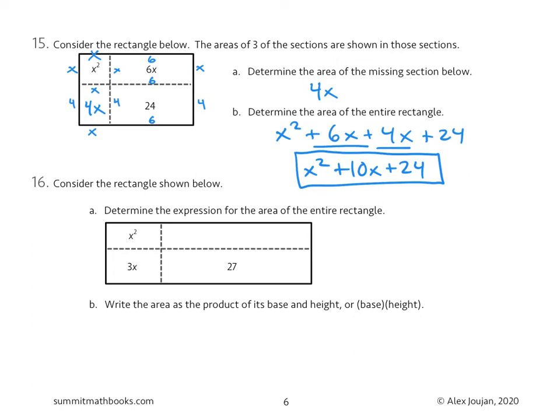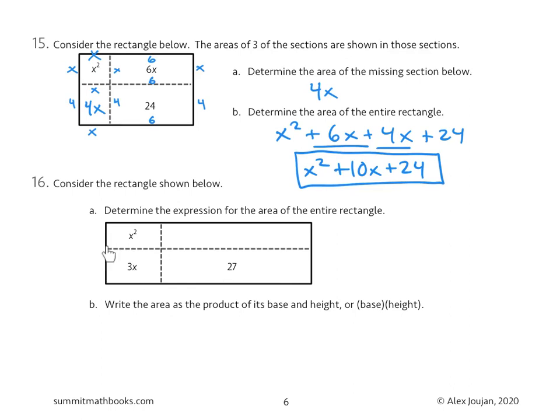16. Consider the rectangle shown below. Part A. Determine the expression for the area of the entire rectangle. Well, to find this entire rectangle, I need this missing area. So let's start thinking about how to label these sides to get these given areas that I have seen.